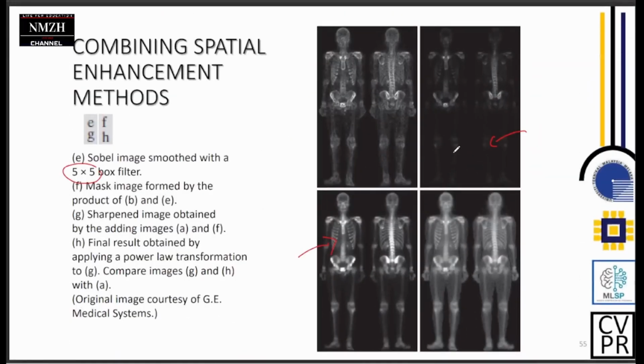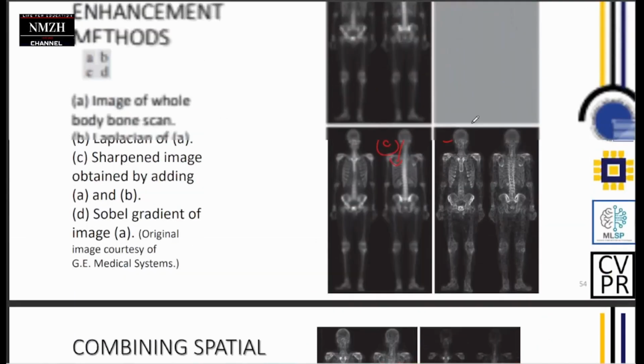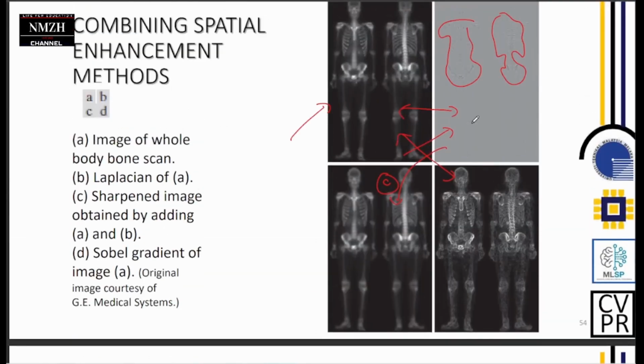But not to forget, the final answer is the final result obtained by the power law transformation. Remember the one that we discussed in the previous video, applied to G. So this one is the power law, or we call it gamma. Okay. And we have the H. At the end, we can see which application we want to use to see and utilize the spatial enhancement method.